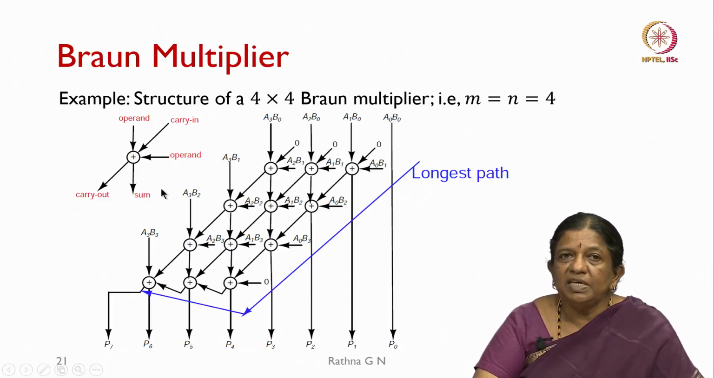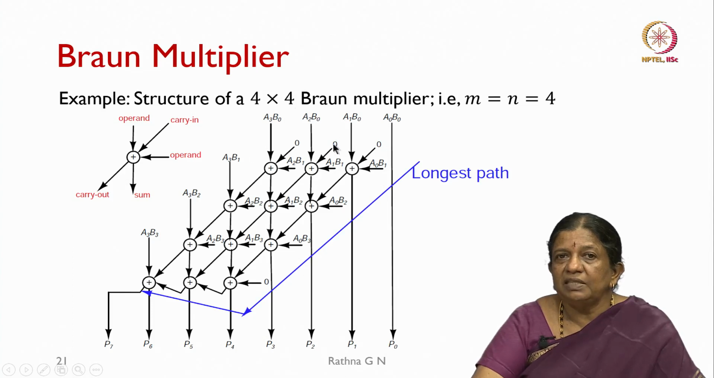Most DSP processors use a Braun multiplier. You can see how a 4 by 4 Braun multiplier is represented. So, this is your full adder. I have an operand and the previous carry in as input to this, and the second operand is coming from this side, and the result is going to be the sum, and then carry out is going to be generated from the full adder, as shown in this way.